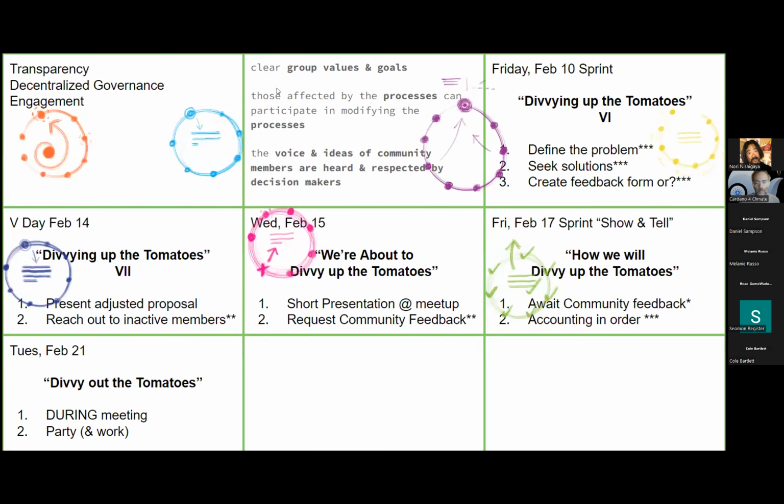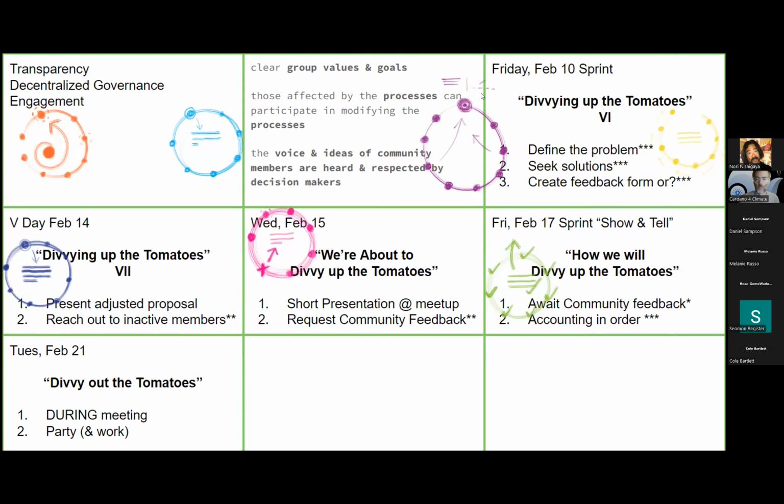From Eleanor Ostrom's clear group values and goals, those affected by the processes can participate in modifying the processes, in this case, the accounting, and the voice and ideas of community members are heard and respected by decision makers. So today I have this little quick presentation on divvying up the tomatoes: define the problem, seek solutions, possibly create a feedback form or something.